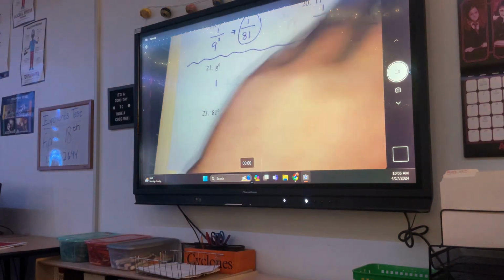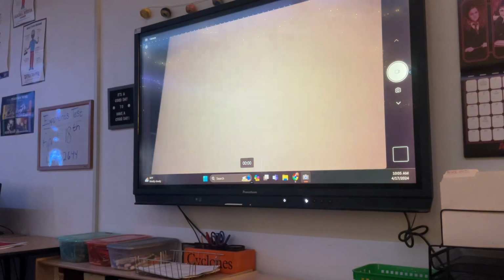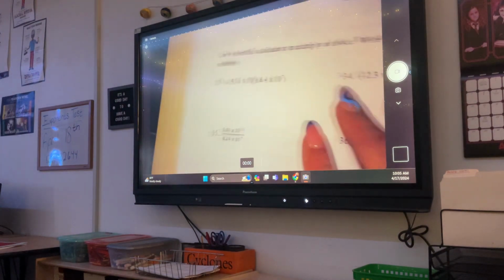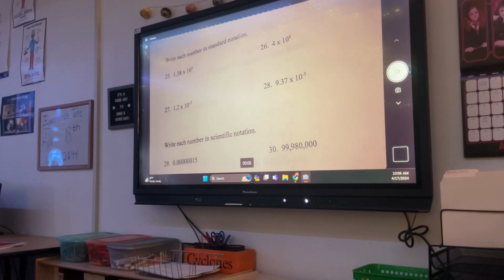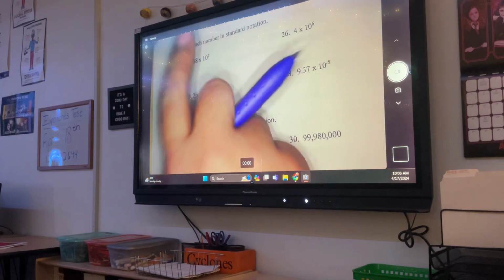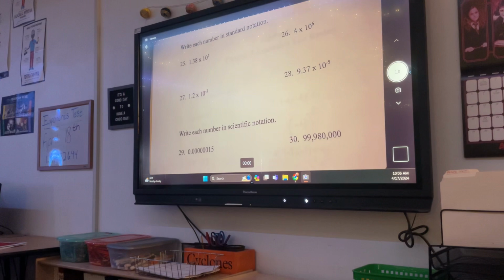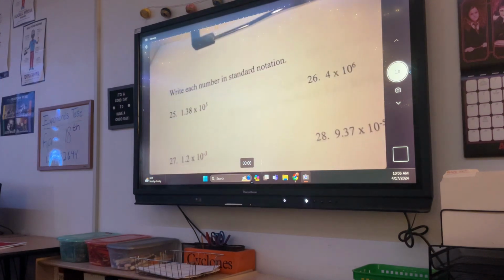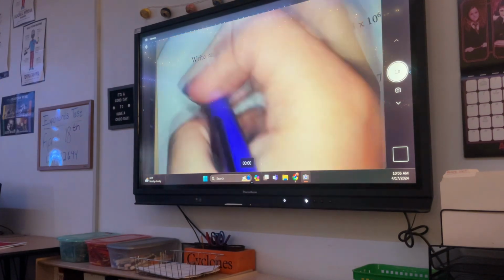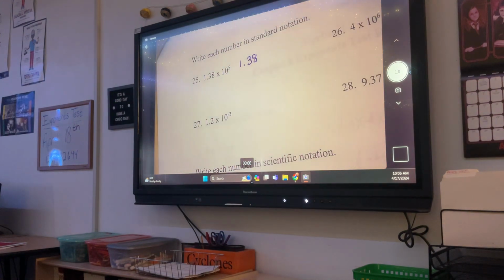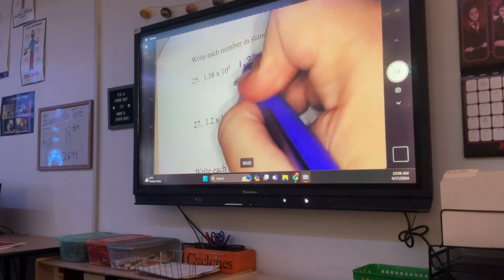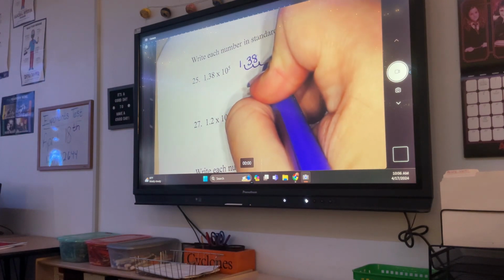Okay, and then this is the last page for y'all. All right, so we're writing in standard notation, which means we just got to move the decimal. So on 25, which way am I going? Right. To the right 5 times. If you need to come over here and write it out, that's completely fine, because sometimes that gets in the way. So you've got to move it 1, 2, 3, 4, 5.